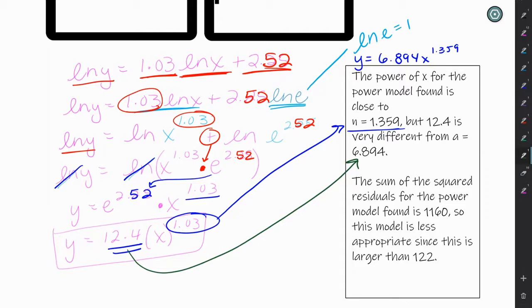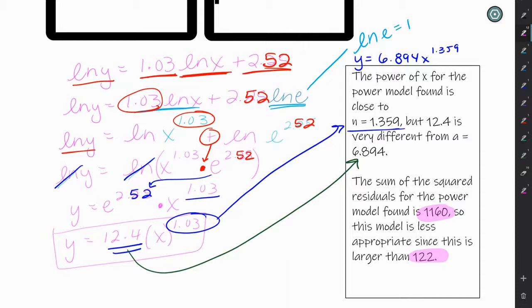At this point, you should have found from your model that the sum of the squared residuals, rounded to 3 sig figs, is 1,160. So this model is less appropriate since it's larger than the 122 that we got for the original model. So that's how these numbers can help us, because if we have two models that we're trying to choose from, we can choose the better one by choosing the smaller of the two sums of the squared residuals.